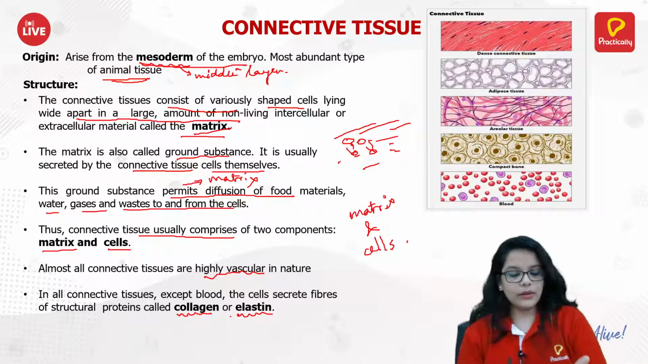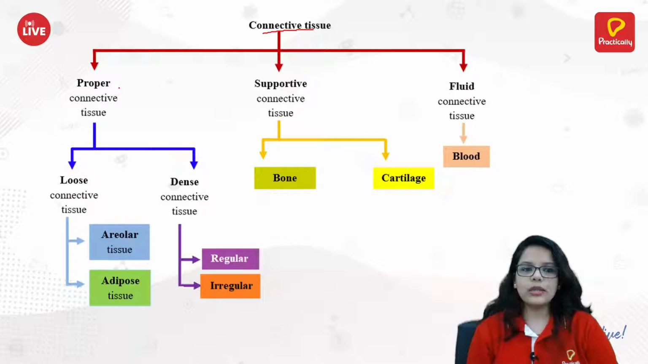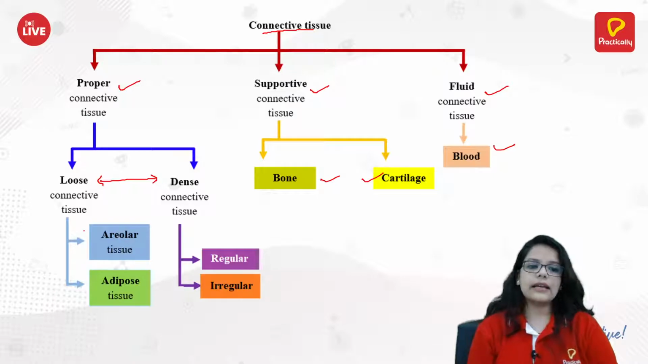Now this is the connective tissue. Connective tissue is actually of three kinds. There's proper connective tissue, supportive connective tissue, and fluid connective tissue. The proper connective tissue can again be divided into two parts: loose connective tissue and dense connective tissue. Supportive has bone and cartilage. Fluid is blood. Loose again has areolar tissue and adipose tissue, and dense has regular and irregular.